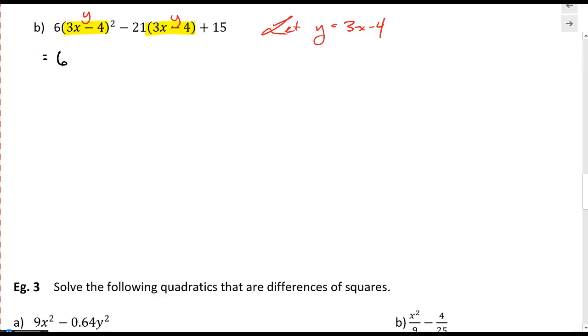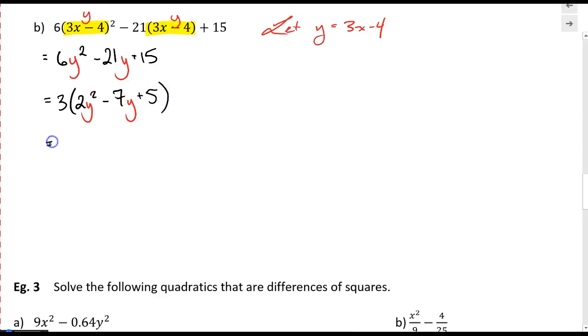So I've got 6. I'm going to keep it in red to keep track of it. So y squared minus 21y plus 15. Well, this looks like a regular trinomial now. I'm going to factor it just like that. So greatest common factor, again, actually ends up being 3. Leaves me with 2y squared minus 7y plus 5.